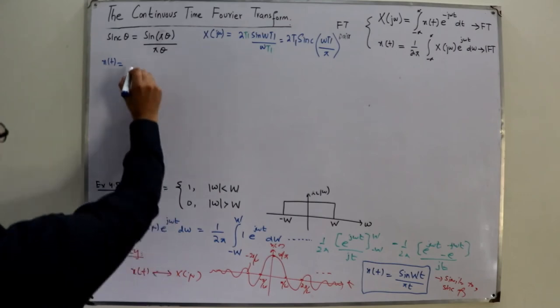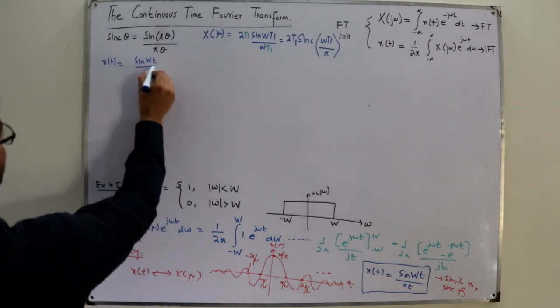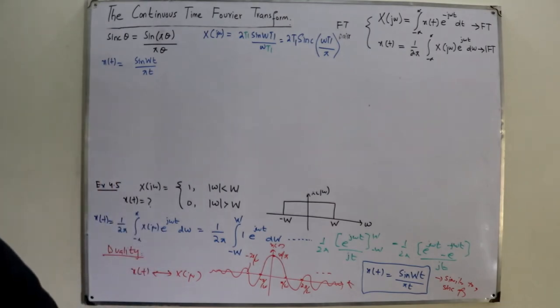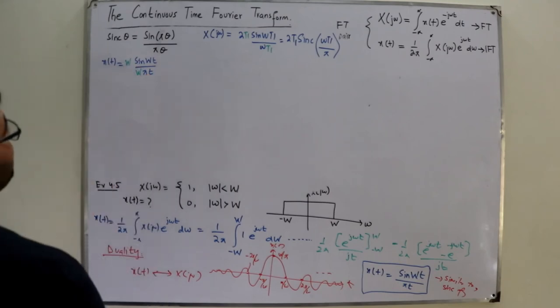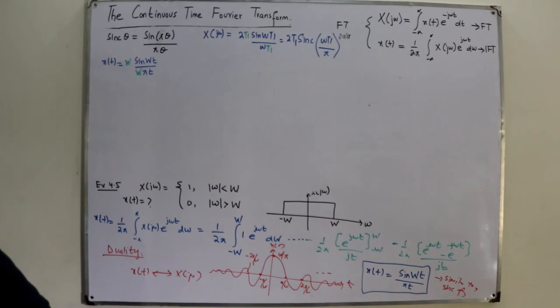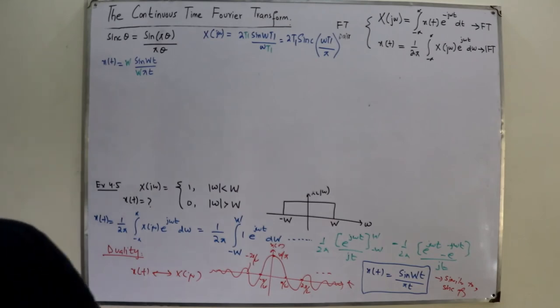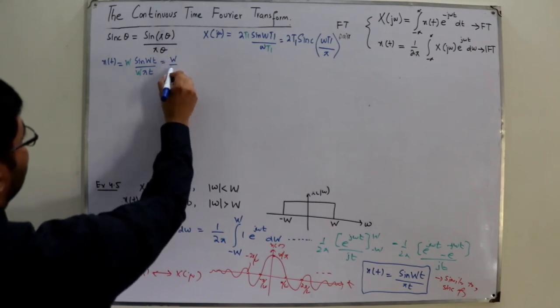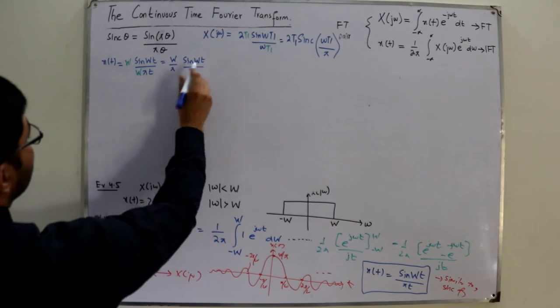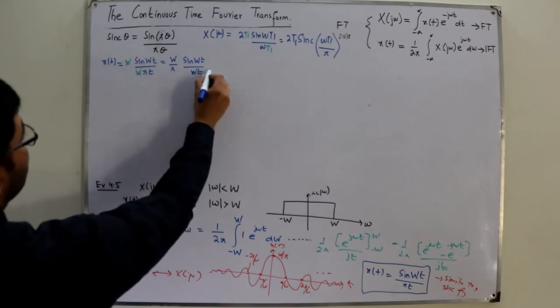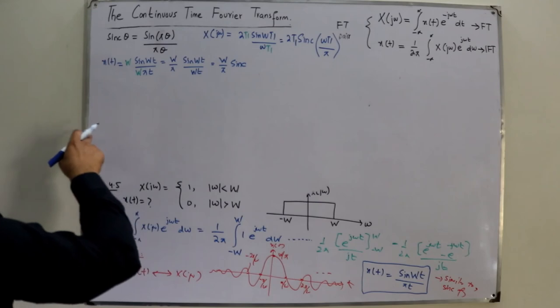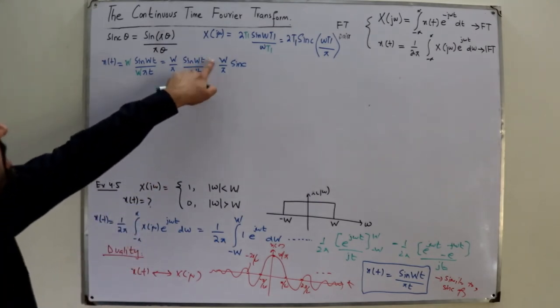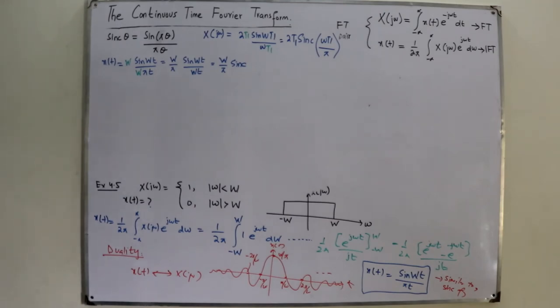you had your x of t, which is written over there, sine of wt divided by pi t. Isn't it like this? It is. Now if I multiply and divide it by a w, so what would I have? Now I can write it as w by pi into sine of wt divided by wt. Right, so this would be a w by pi and a sinc of, now what do you have? You would have a wt divided by pi. It is.